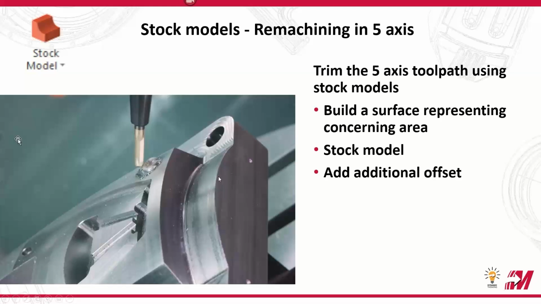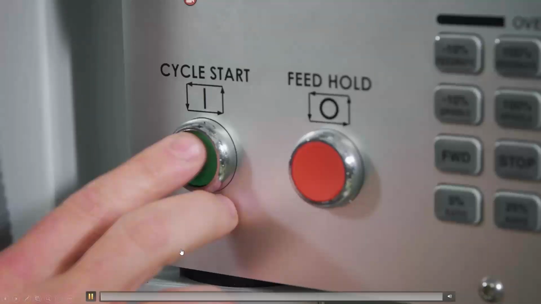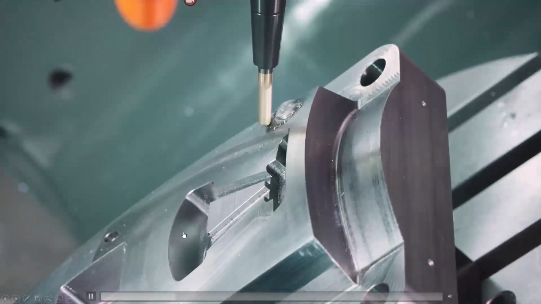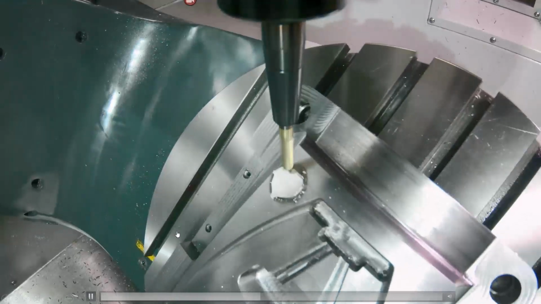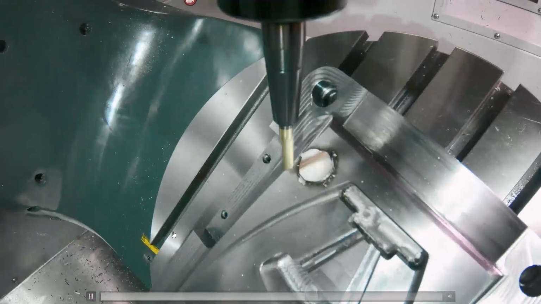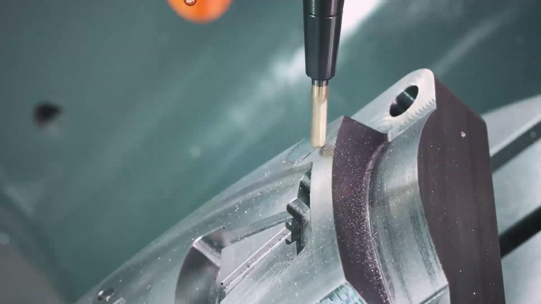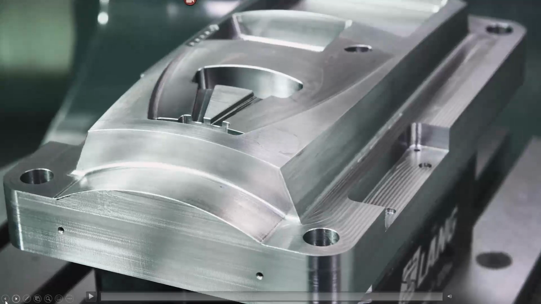So we used the 5-axis toolpath. We trimmed using the stock model. We built that surface representing a concerning area, made the stock model, added the additional offset, and then turned on the stock inside the toolpath. And then the end result is something that works pretty well, right? We're taking that weld bead in 2 passes. And blending it right in, right?